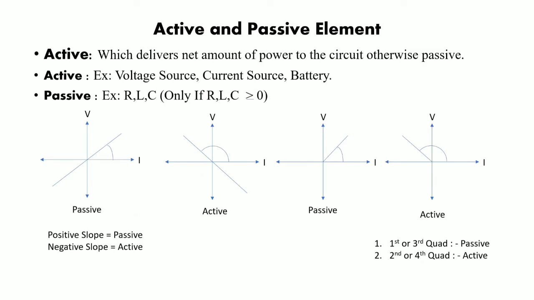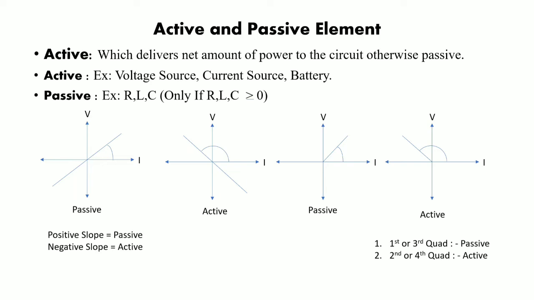Active and passive element. An element is said to be active which delivers a net amount of power to the circuit, otherwise passive. Examples are voltage source, current source, battery. Remember one point, RLC is a passive element only if R greater than or equal to 0, C greater than or equal to 0 and L greater than or equal to 0. For example, in a circuit, the battery delivers power to the circuit, and in case of resistance it is only consuming or dissipating power of the circuit.